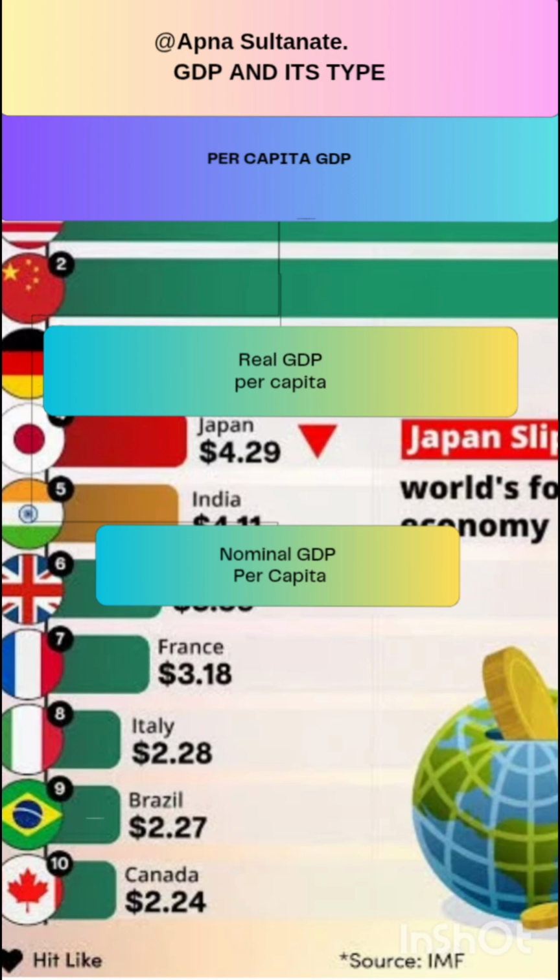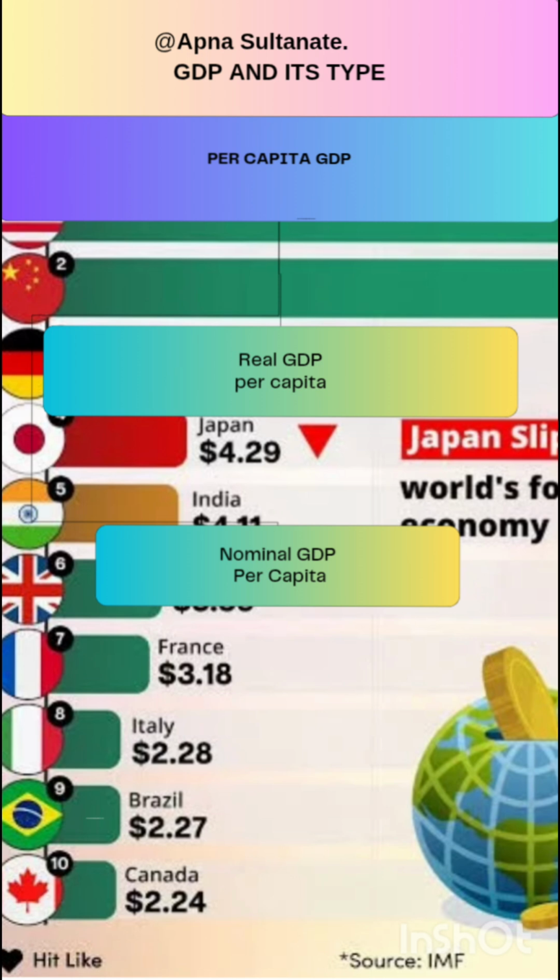Two parts or types of per capita GDP. 1. Nominal GDP per capita. 2. Real GDP per capita. 1. Nominal GDP per capita. This is calculated by dividing nominal GDP by the total population. It reflects the average income at current market prices, but doesn't account for inflation. Useful for basic comparisons, but can be misleading in high inflation countries.